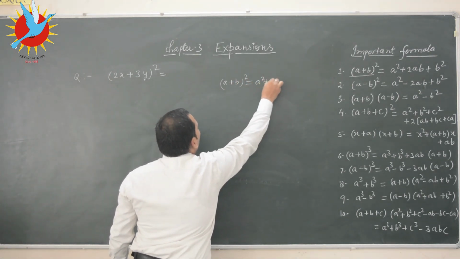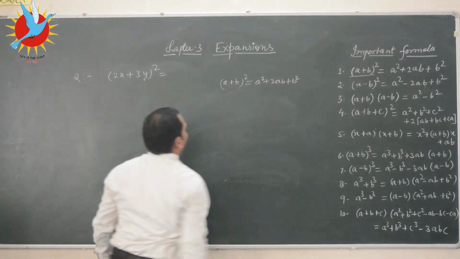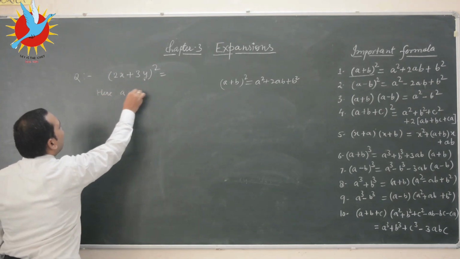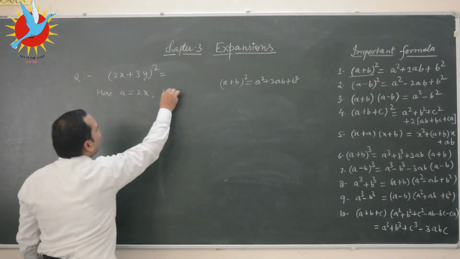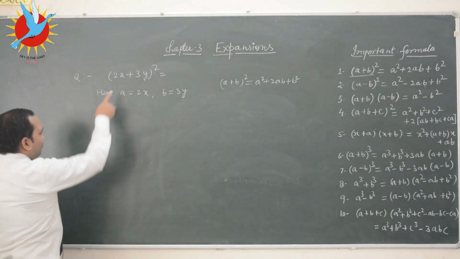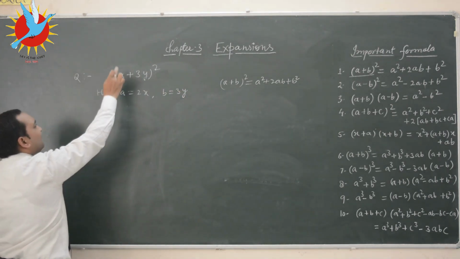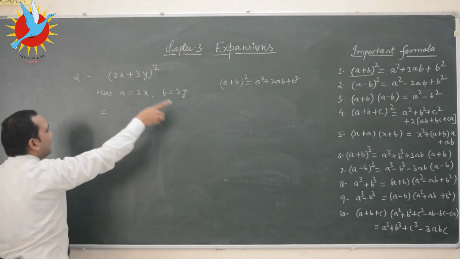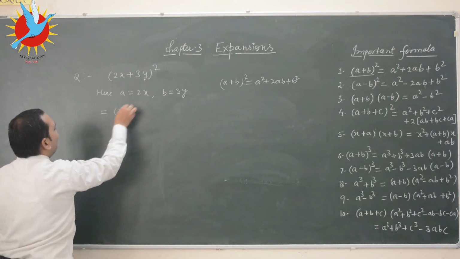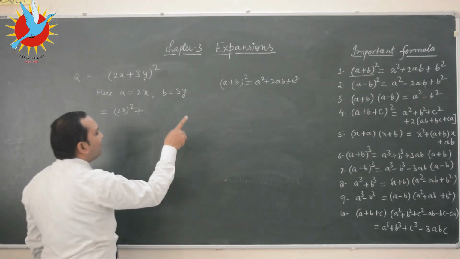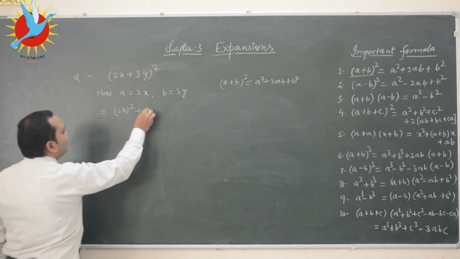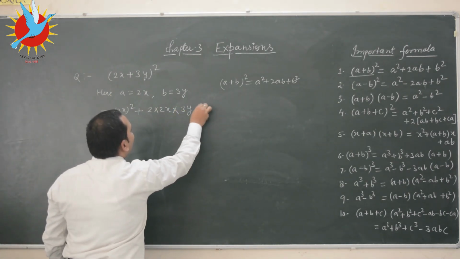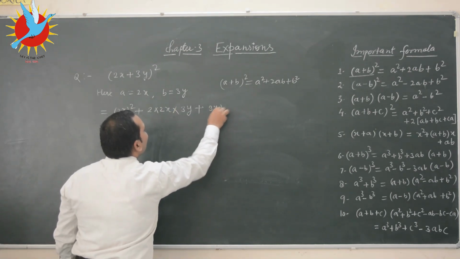That is A square plus 2AB plus B square. So here A is equal to 2x and B is equal to 3y. A plus B whole square means first term plus second term whole square is always equal to first term square, means A square. So A square means 2x whole square plus 2 into first term into second term means 2AB. 2 into first term is 2x and second term is 3y, plus B square means 3y whole square.